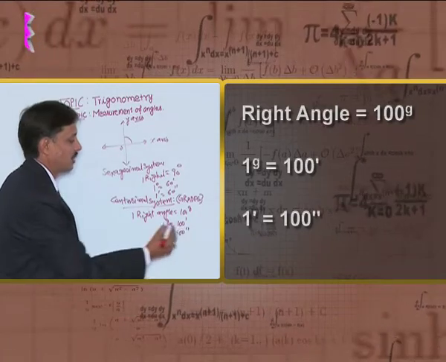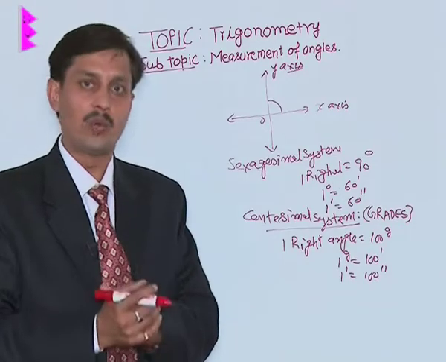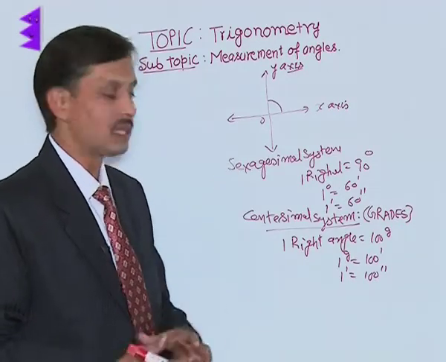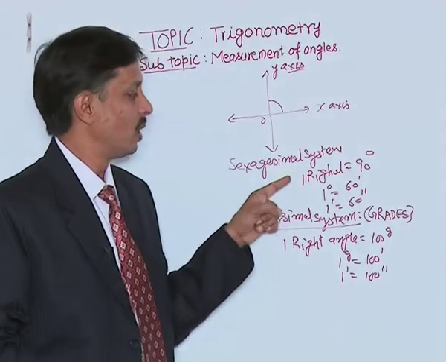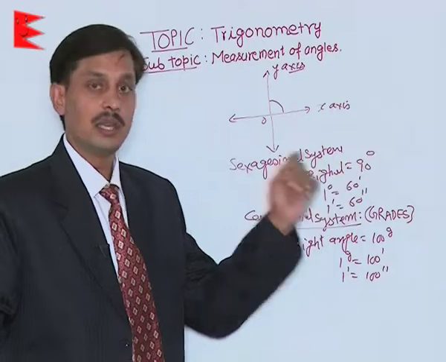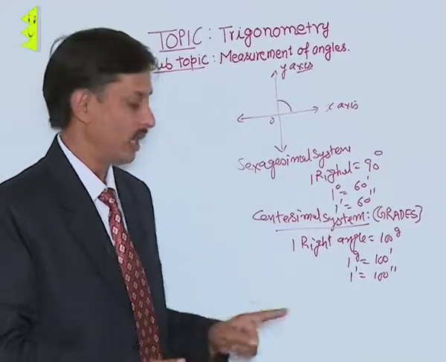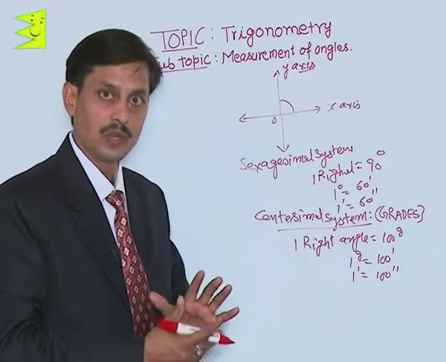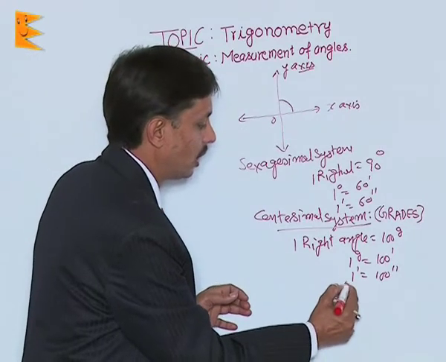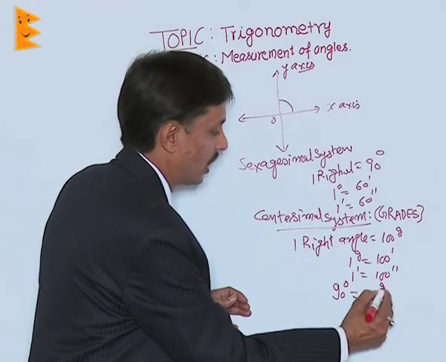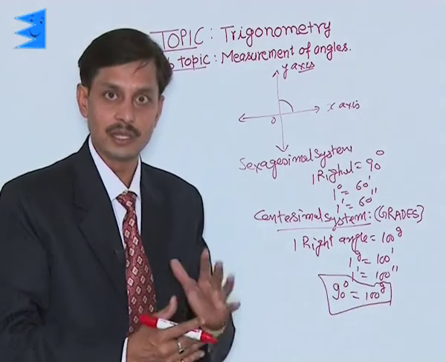If you relate these two systems of measurement of angles, the sexagesimal system and the centesimal system: in the sexagesimal system one right angle is 90 degrees, whereas in the centesimal system one right angle is 100 grades. So ultimately what comes out is that 90 degrees is equal to 100 grades. This is the relation between degrees and grades.